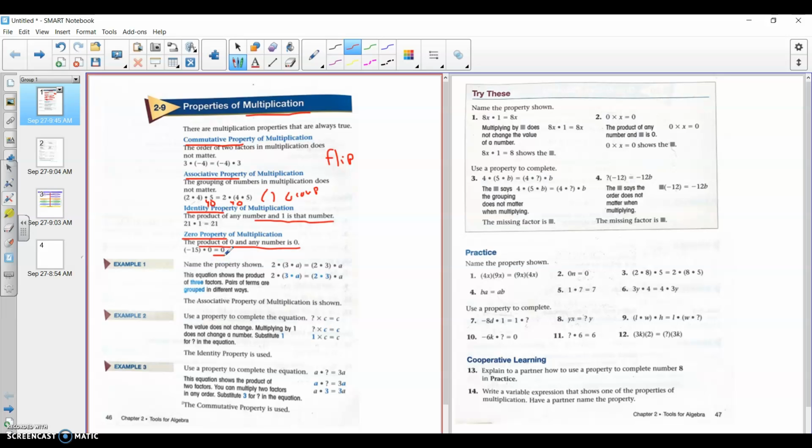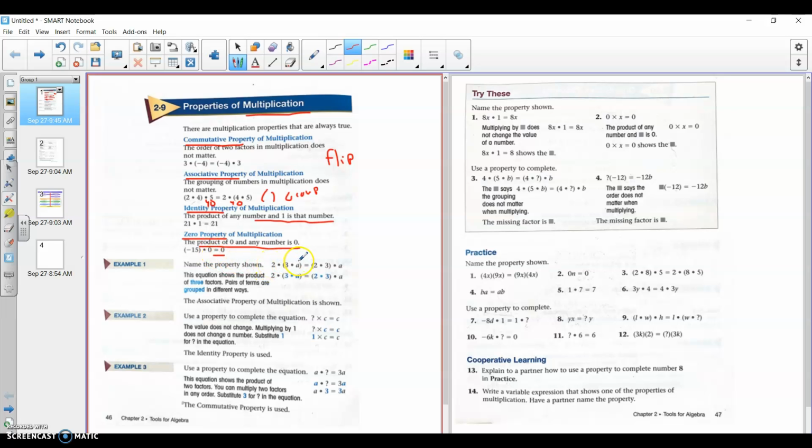So for your work today, you're going to have to name the property, and then you're also going to have to complete the math statement by using a property. I don't need the name in that section. I just need to know what you're putting in its place, and that would be in the place of the question mark.